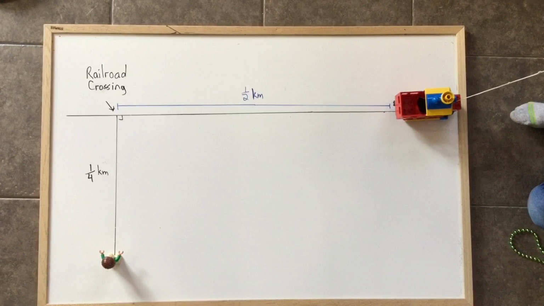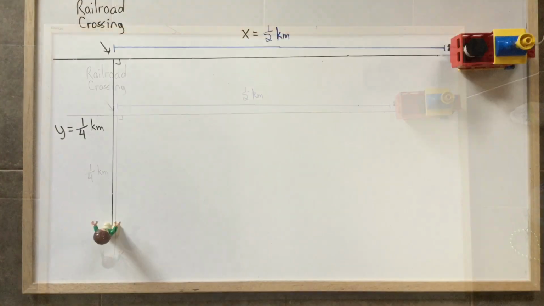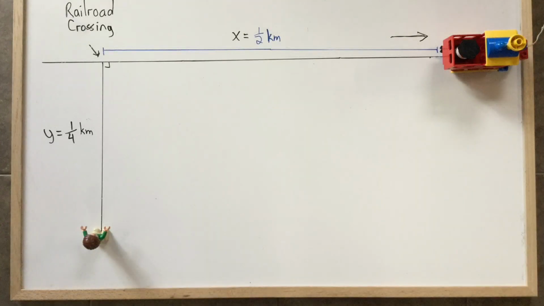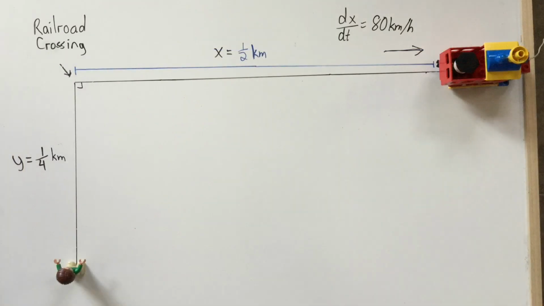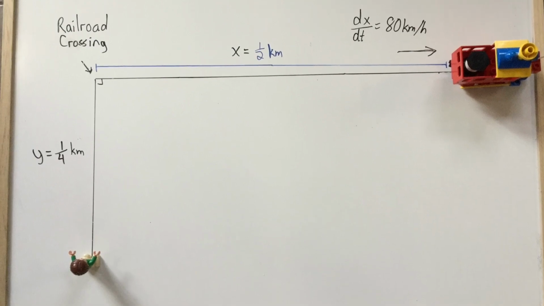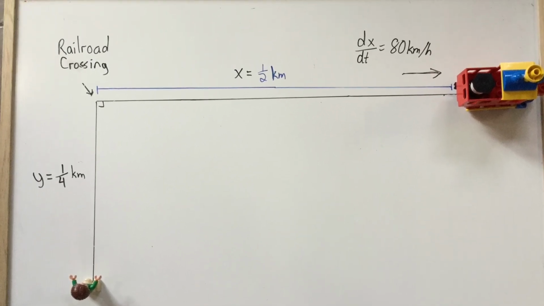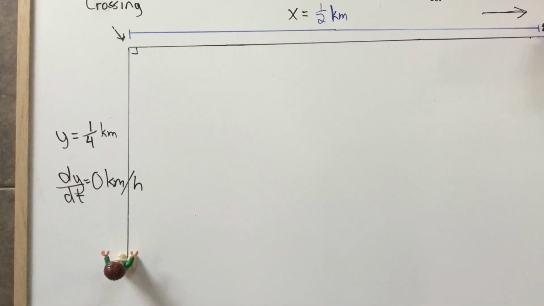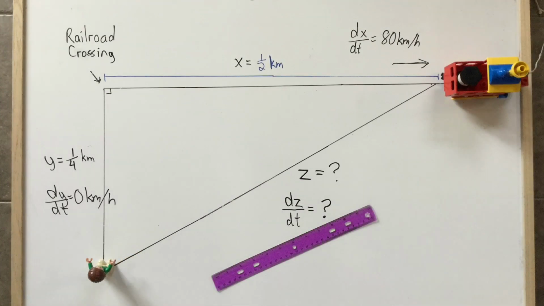So this is the instant that we actually care about. It's when the train is a half kilometer down the track and you're a quarter kilometer from the railroad crossing. Notice that the train itself is moving forward. So from that we can tell that dx by dt is 80 kilometers per hour. You, on the other hand, are not moving at all, so dy by dt is going to be 0 kilometers per hour. The thing that we want to find out is what is dz by dt. In other words, what is the rate of change of the distance between you and the train?